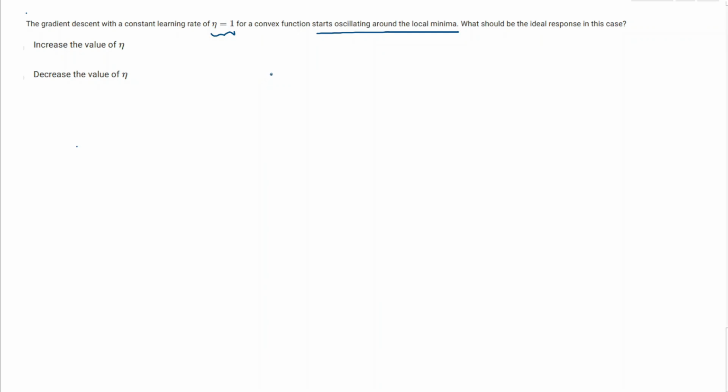So before that, let's have a few points about the learning parameter or the learning rate. So if eta is large, then it is possible that it does not converge, right? The gradient descent algorithm might not converge. Why does it not converge?